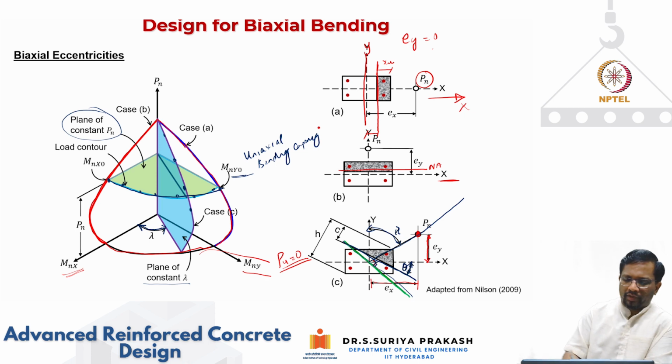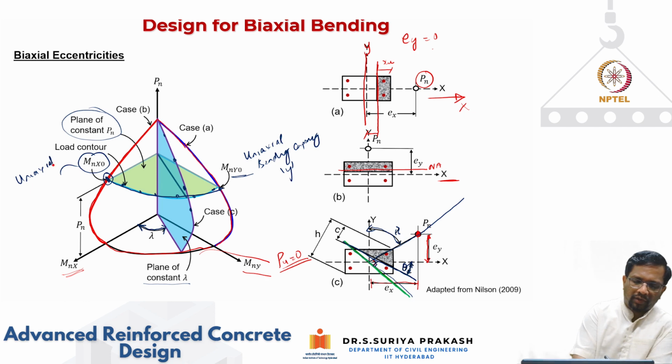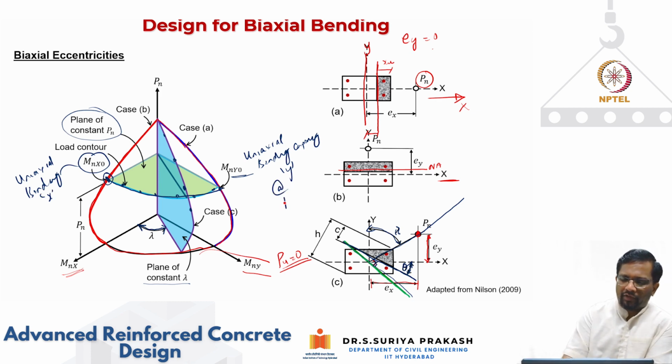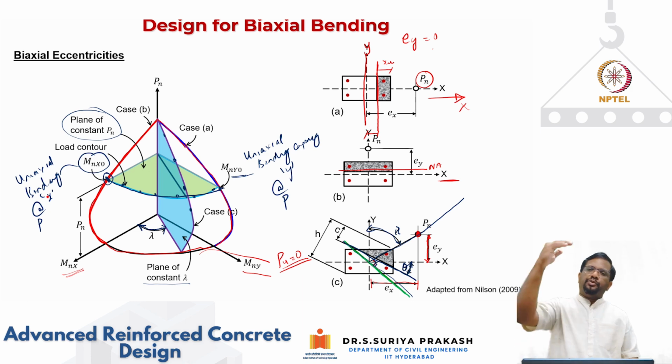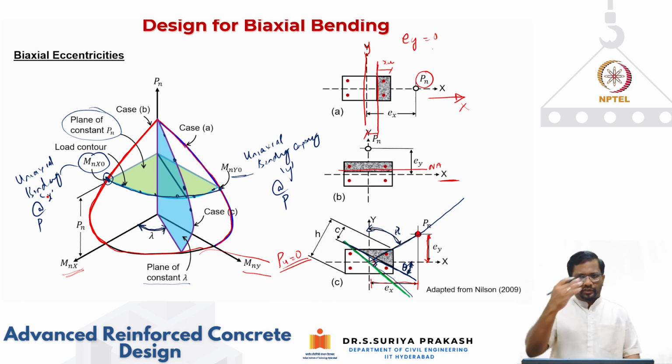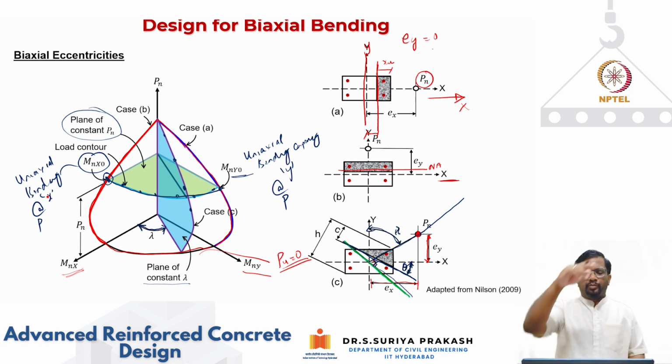Okay, in this case it is about the y-axis. Similarly, this point is the uniaxial bending capacity about the x-axis. Now all these things are at one particular value of P. This is also at one particular value of P. If I change this P, the uniaxial bending moment capacity is also going to increase. That's what we have seen in a particular curve.